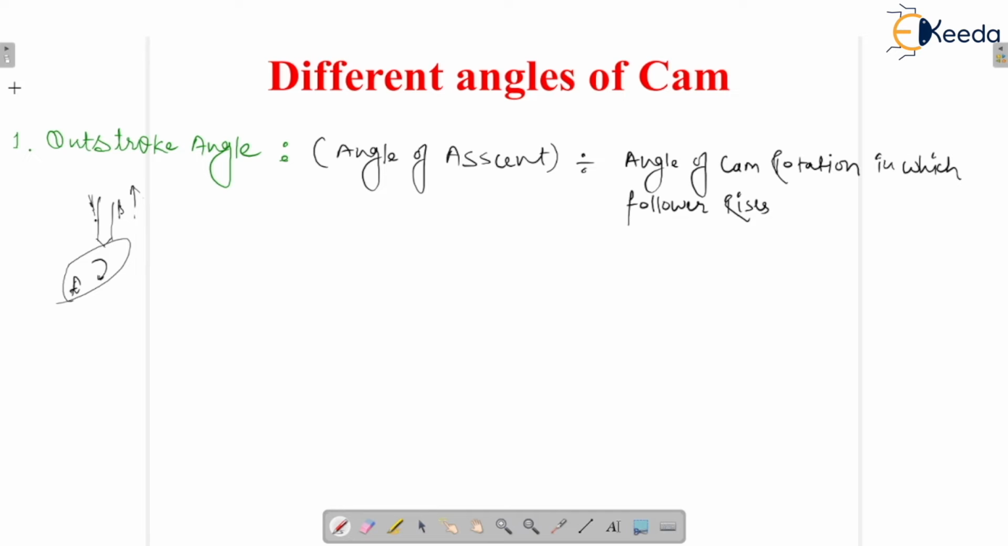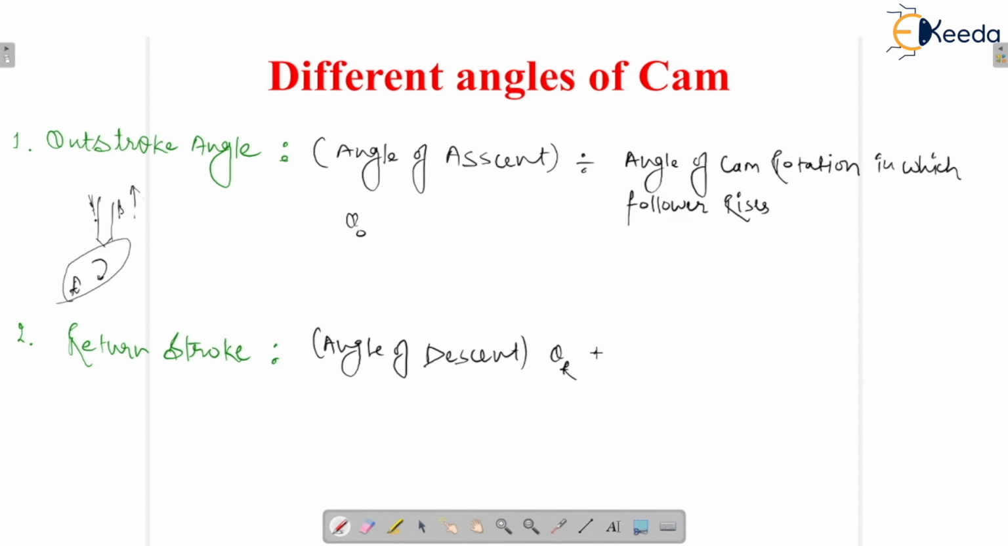Is it clear? The second one we will consider is the return stroke. Return stroke is also known as the angle of descent. Now you are able to understand what it means. The outstroke angle is represented by theta O, and the return stroke angle is represented by theta R.